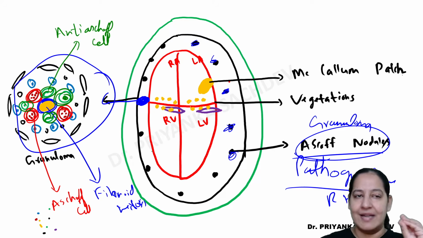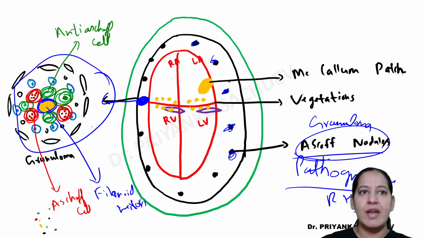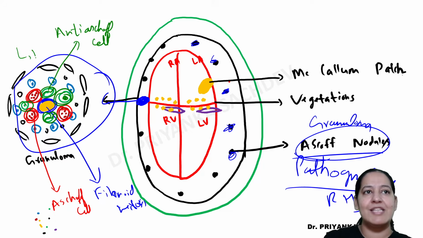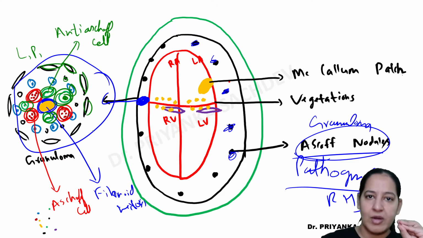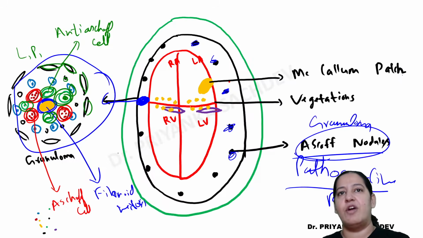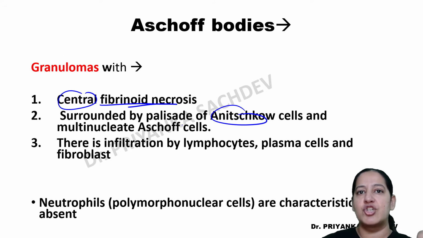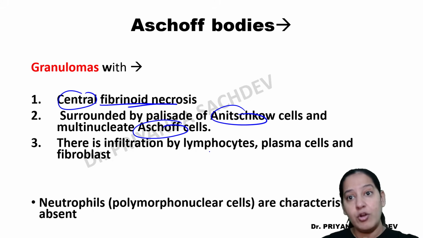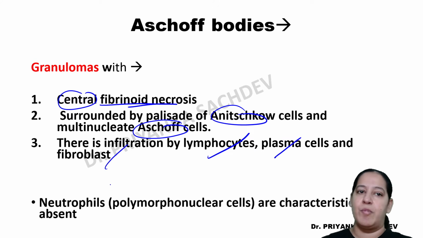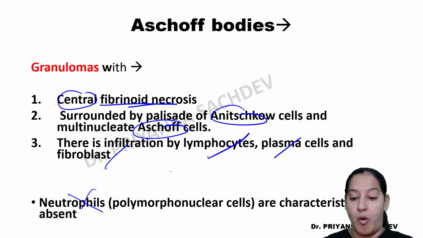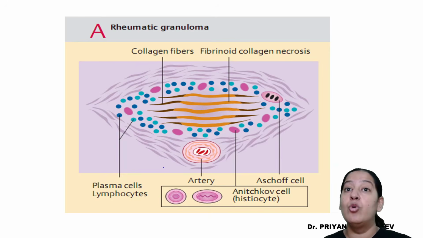And in the center there is fibrinoid necrosis, and surrounding it some more cells are present, that is lymphocytes, plasma cells, and fibroblasts. So total 5 cells are present. That is the structure of Aschoff body. In the center there is fibrinoid necrosis surrounded by anti-Aschoff and Aschoff cells, surrounded by lymphocytes, plasma cells, and fibroblasts. There are no neutrophils in Aschoff body, and Aschoff bodies are granulomas.